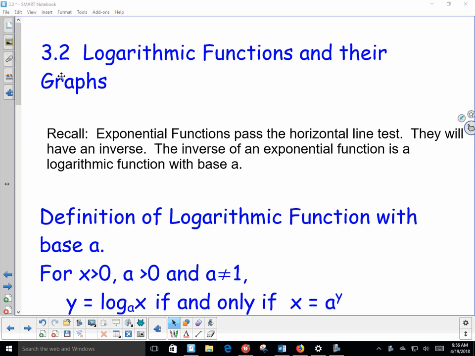All right, so we are looking at section 3.2, logarithmic functions and their graphs, and I am live with block 2. Block 2, you want to give a shout out to everybody watching?